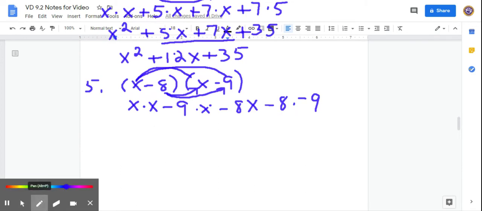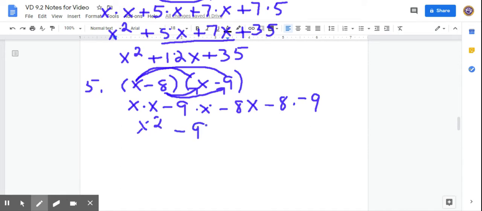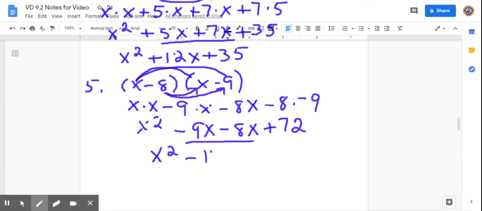So now if we simplify, we have x squared minus 9x minus 8x, and we have a -8 times a -9, so that's a positive 72. Look here, we have like terms, so our answer is x squared minus 17x plus 72.